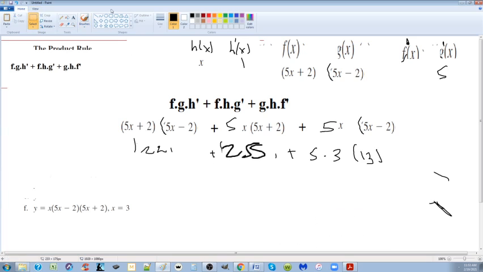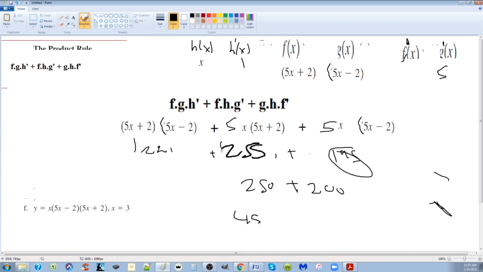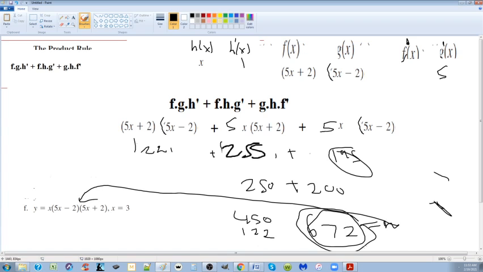Okay. So 15 times this is the same as 130 plus half of 130, 195. Why would I add 195 to 255 when I can add 250 to 200? So that means when x is 3, the derivative, or the slope of the tangent of this function is 672.